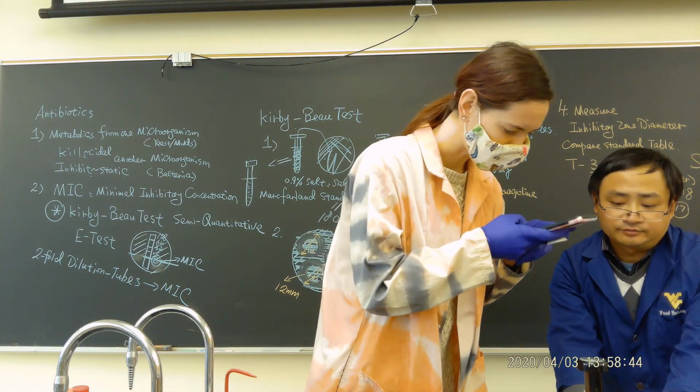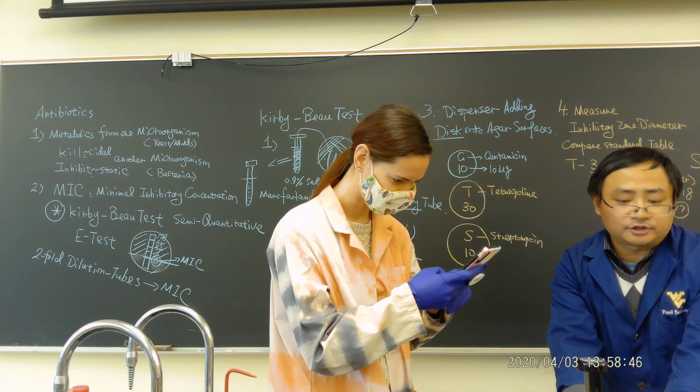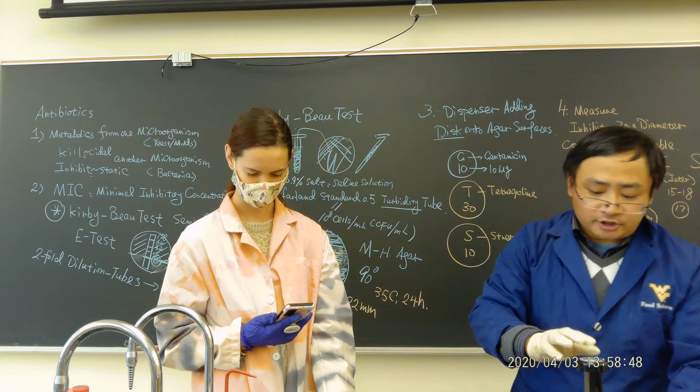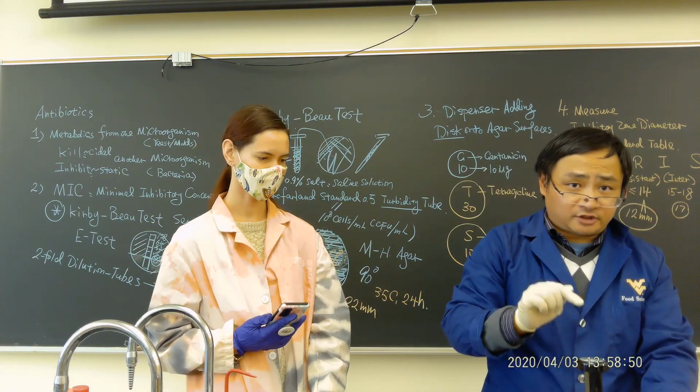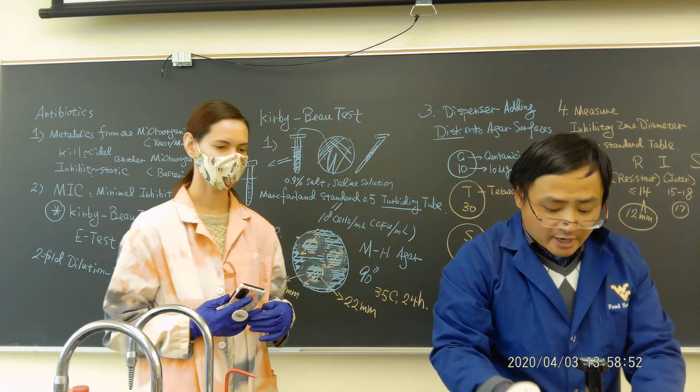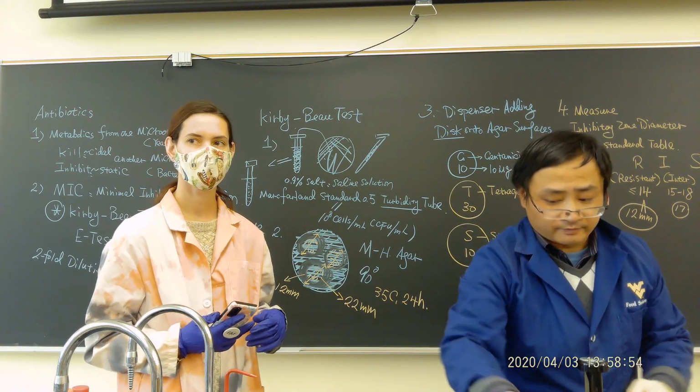We added 3 antibiotics tube into a dispenser. This dispenser usually is expensive. It's about $300 to $400, and this disc is also expensive.